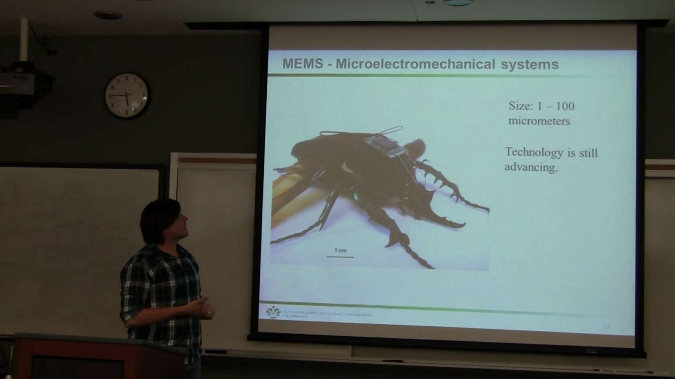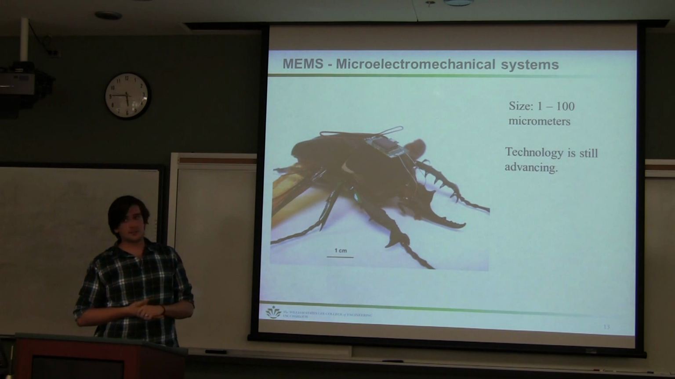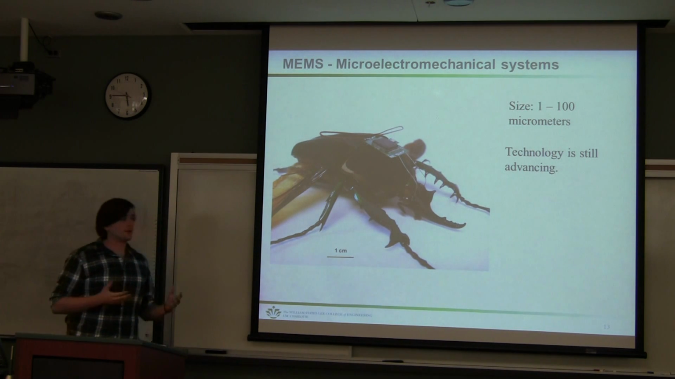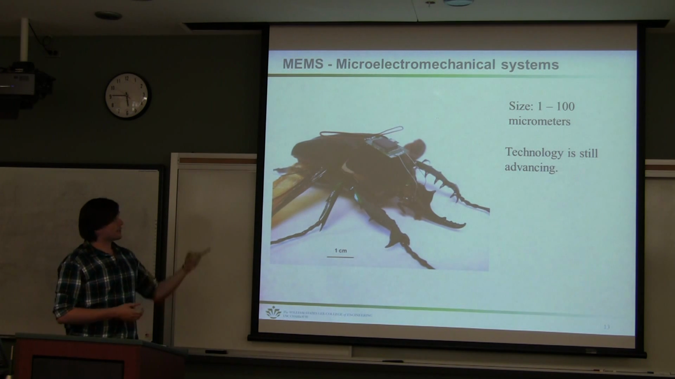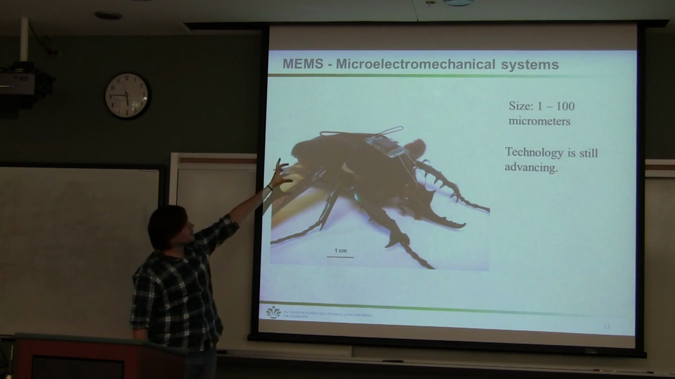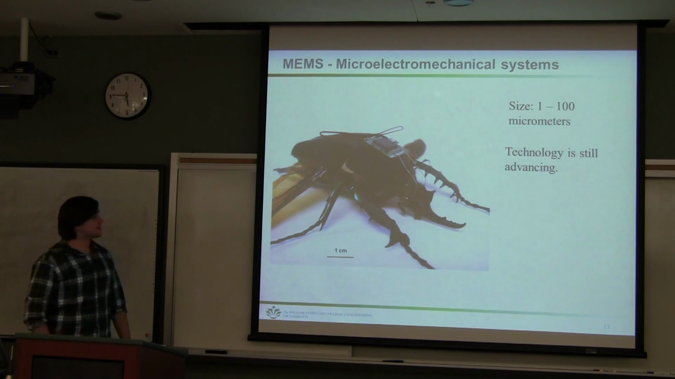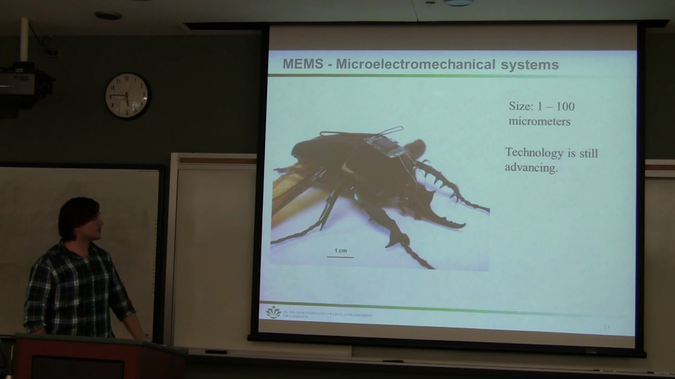MEMS basically stands for microelectromechanical systems. Basically, that is electromechanical systems on the micro scale, so we're looking at 1 to 100 micrometers. Normally these aren't seen, as we see right here, very small. They usually just have one CPU, a microprocessor, and like you see, it's in the 1 centimeter range down here.